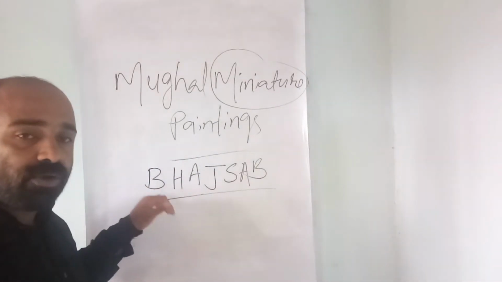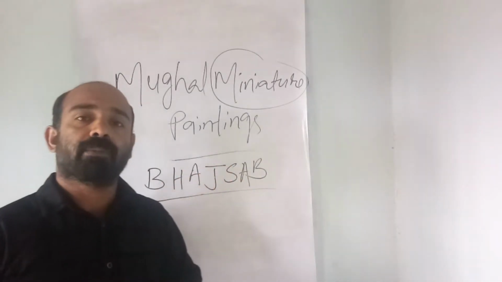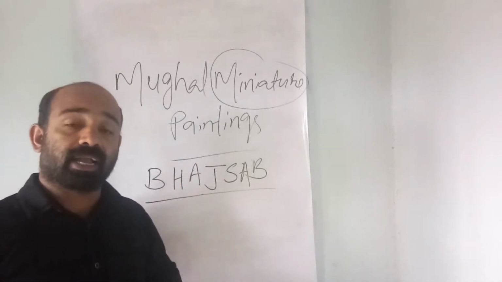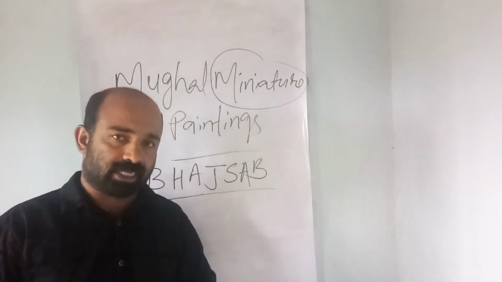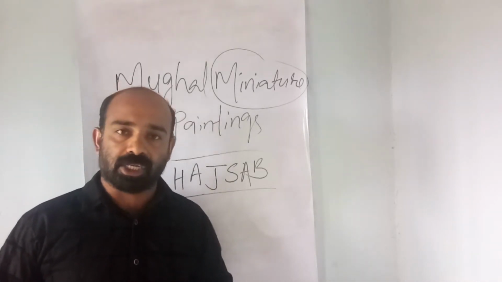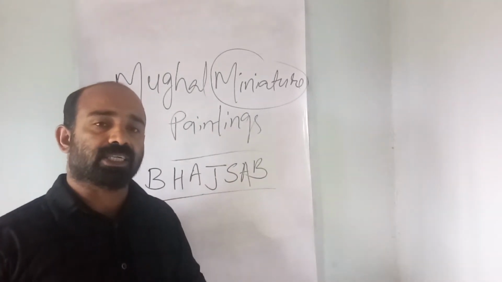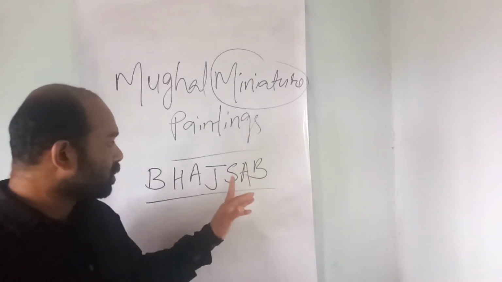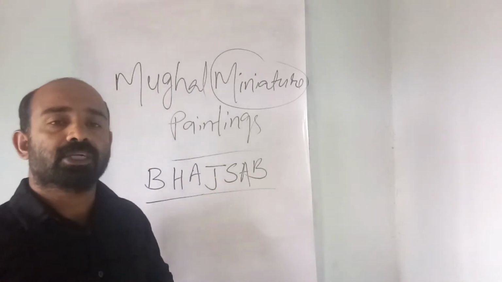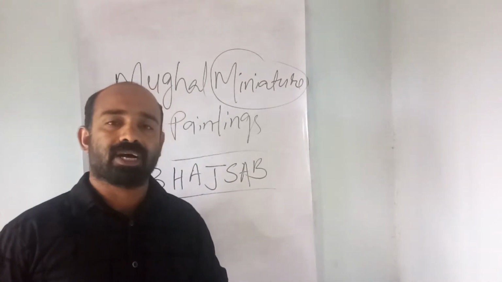So first of all, Babur was the founder of the Mughal dynasty. After the death of Babur, his son Humayun became the Mughal ruler. After the death of Humayun, Akbar the Great became the ruler. After Akbar, Jahangir became the ruler. Then after Jahangir, it was the time of Shah Jahan, the son of Jahangir. After Shah Jahan, Aurangzeb, his son, became the ruler. And the last Mughal ruler was Bahadur Shah Zafar.